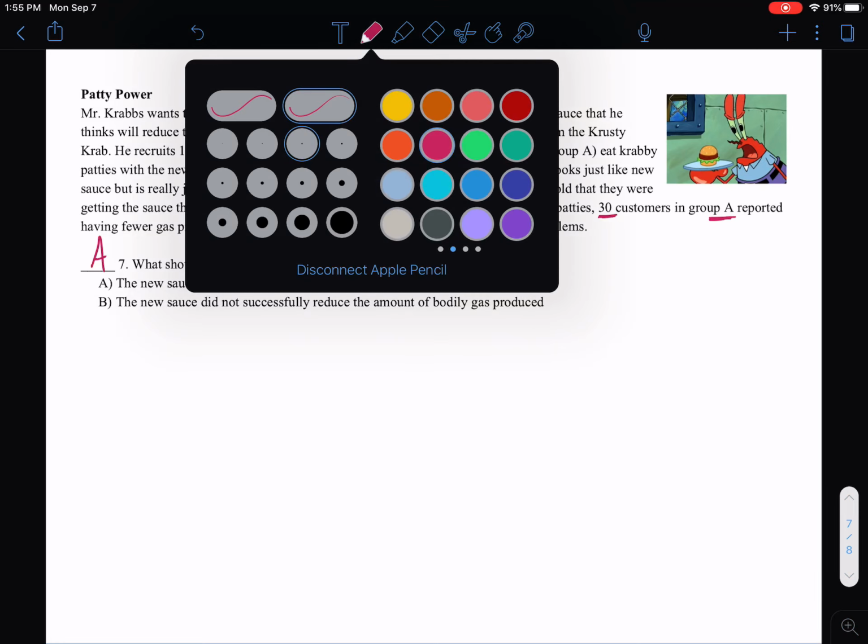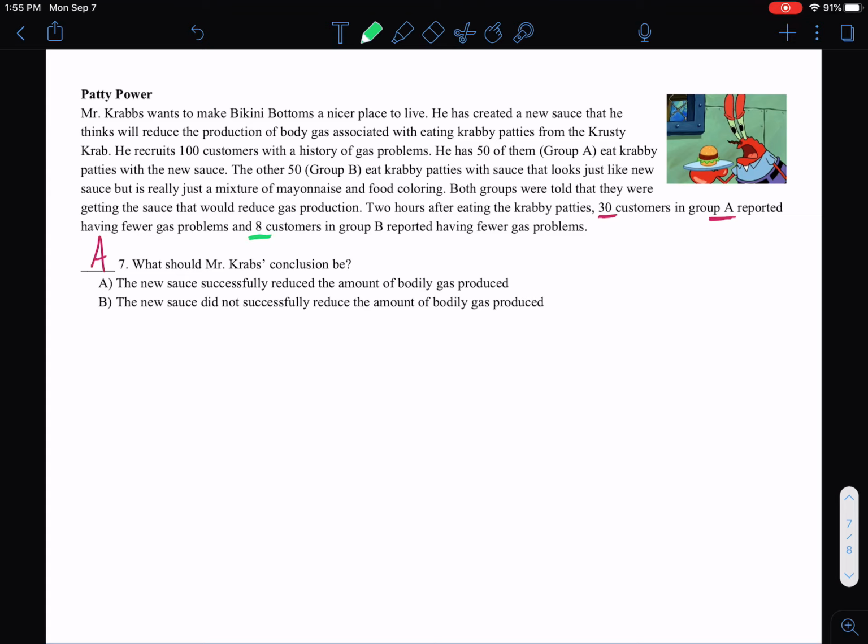Now, something weird in this experiment would be right here with 8 people in group B. Remember, group B got the fake sauce. So what happened here? Well, what's actually going on where they got the fake sauce would be something called the placebo effect. The placebo effect is where somebody gets a fake drug or a fake thing that somebody's trying to experiment with, and their brains trick their bodies into reacting the way people think they should react. They react to a drug that isn't actually there, and that's called the placebo effect. That happens from time to time, but you should see a very small number of that. Again, that's 8 compared to 30.